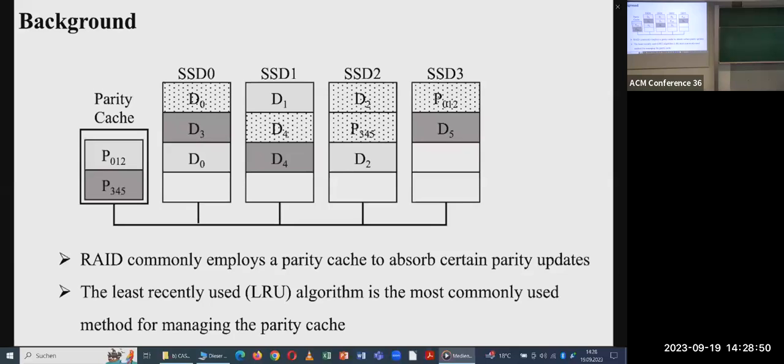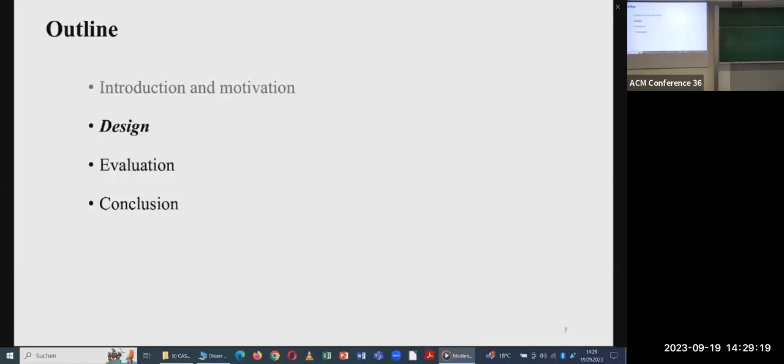We emphasize that each parity chunk corresponds to multiple data chunks in the same stripe, and a frequently updated parity chunk does not indicate that all its associated data chunks are hot. In other words, LRU for parity cache management may result in lower cache utilization efficiency. So, we propose proactive stripe reconstruction to improve cache use efficiency.